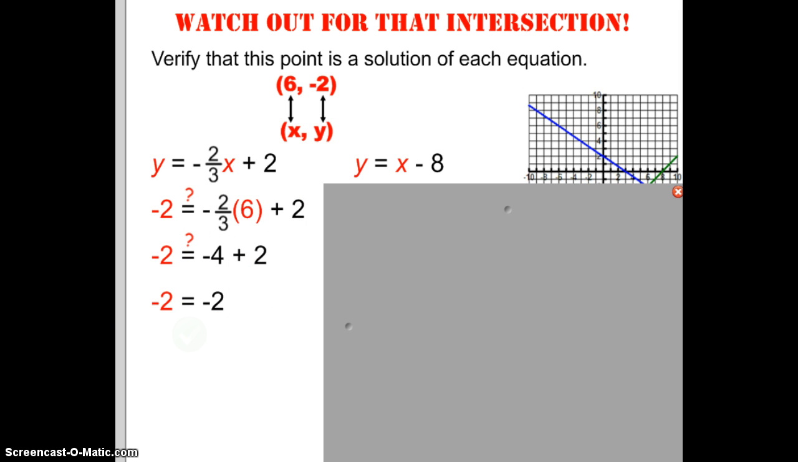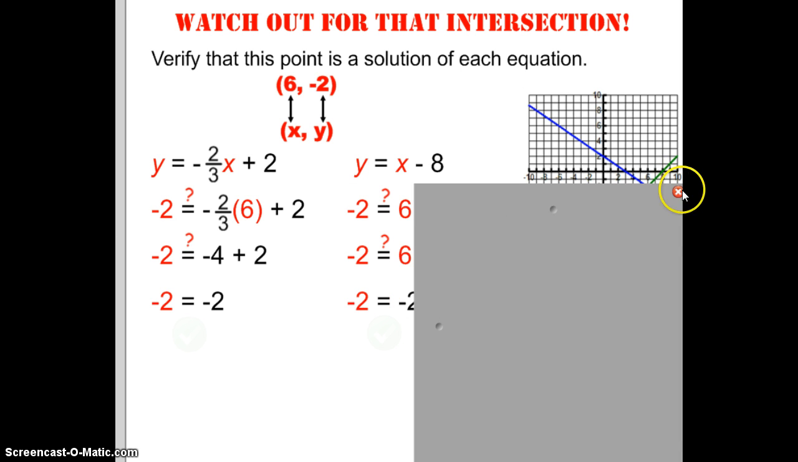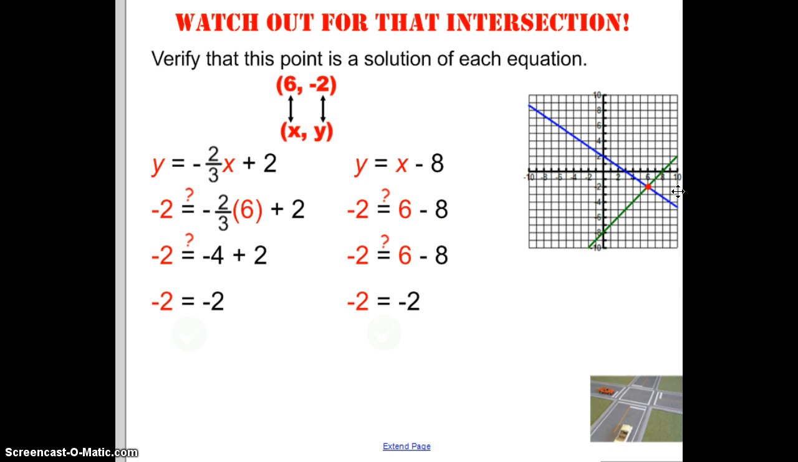If I put 6 in for x and negative 2 for y, I get negative 2 is equal to negative 2. Again, if I put 6 in for x and negative 2 for y, I get the same, negative 2 equals negative 2. This verifies that the point of intersection is 6, negative 2.